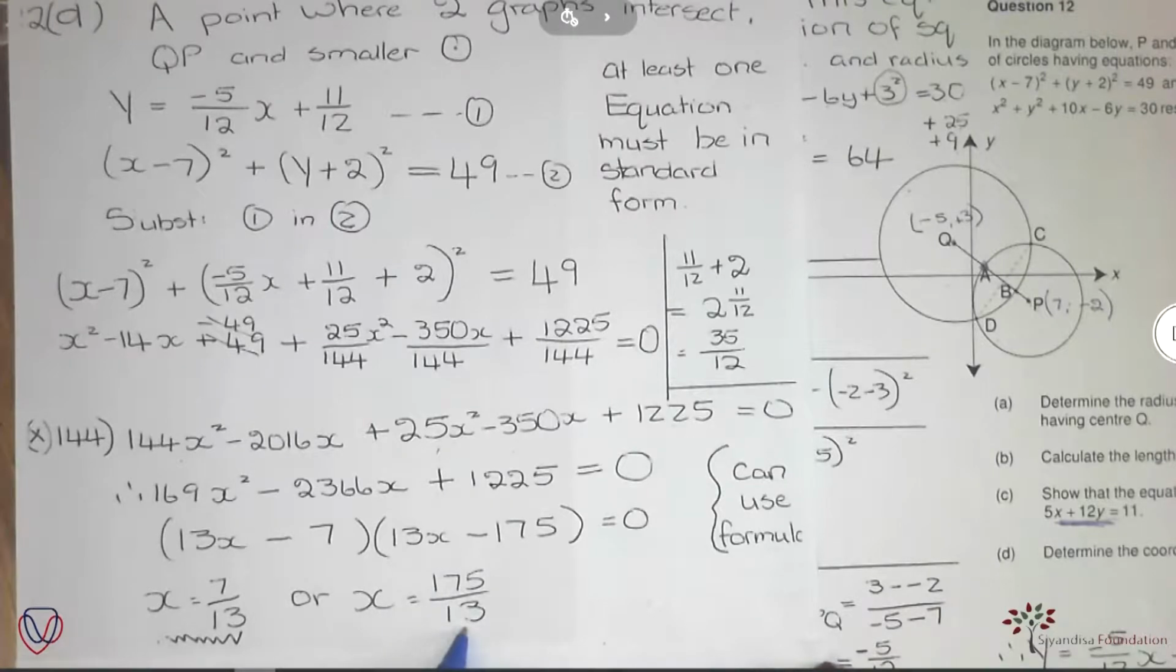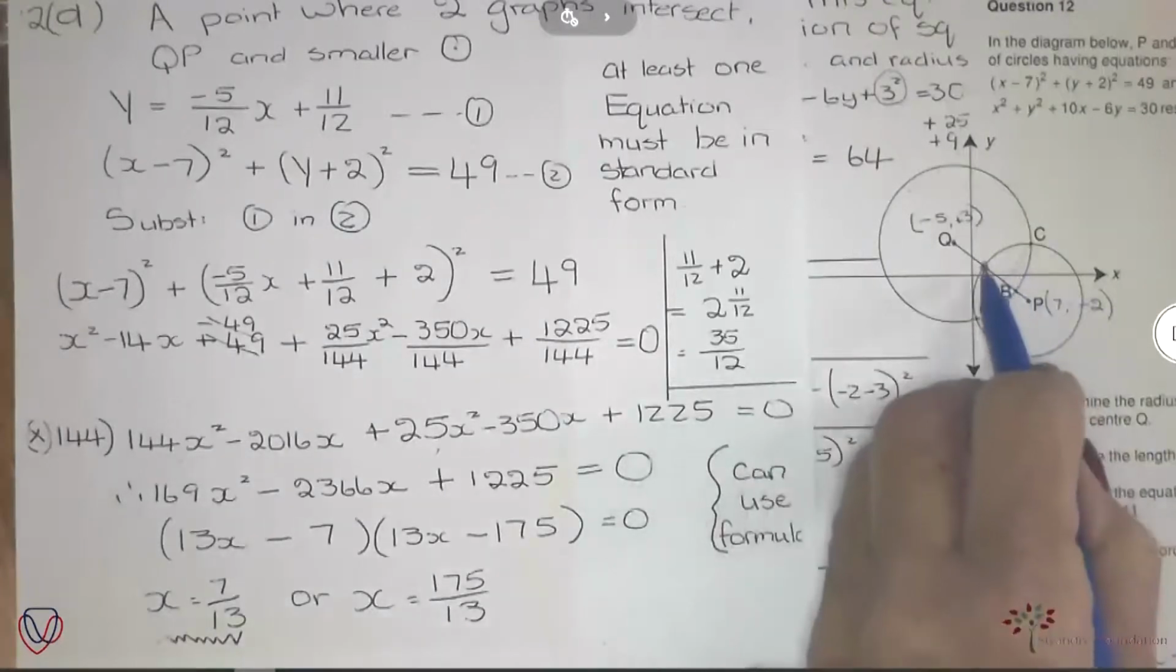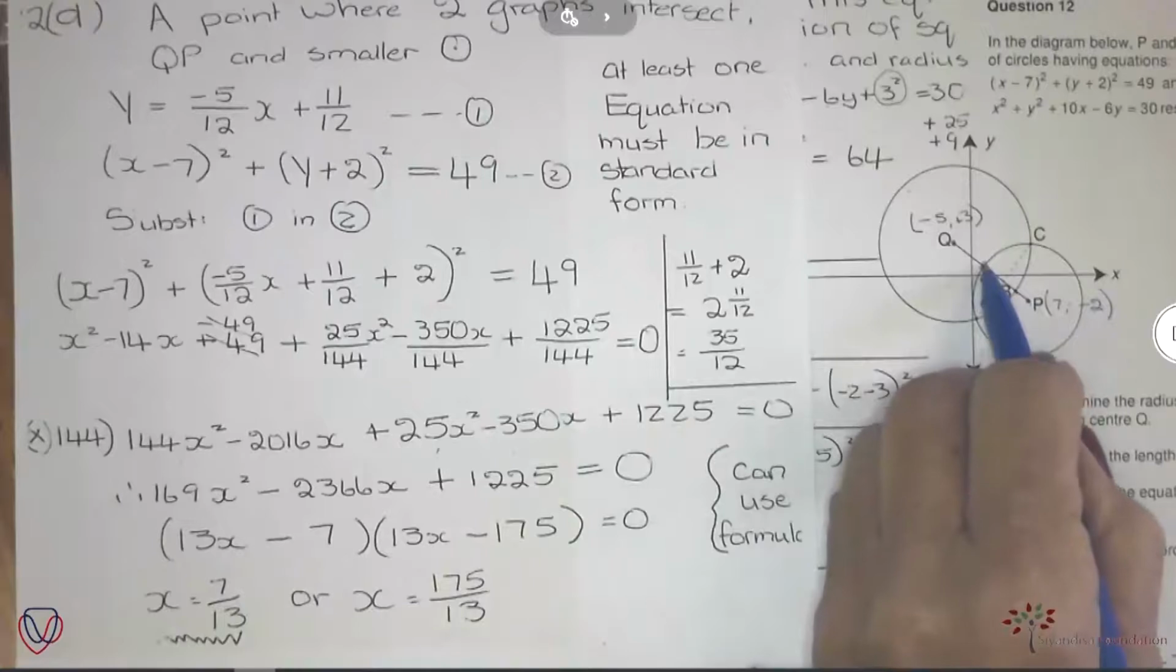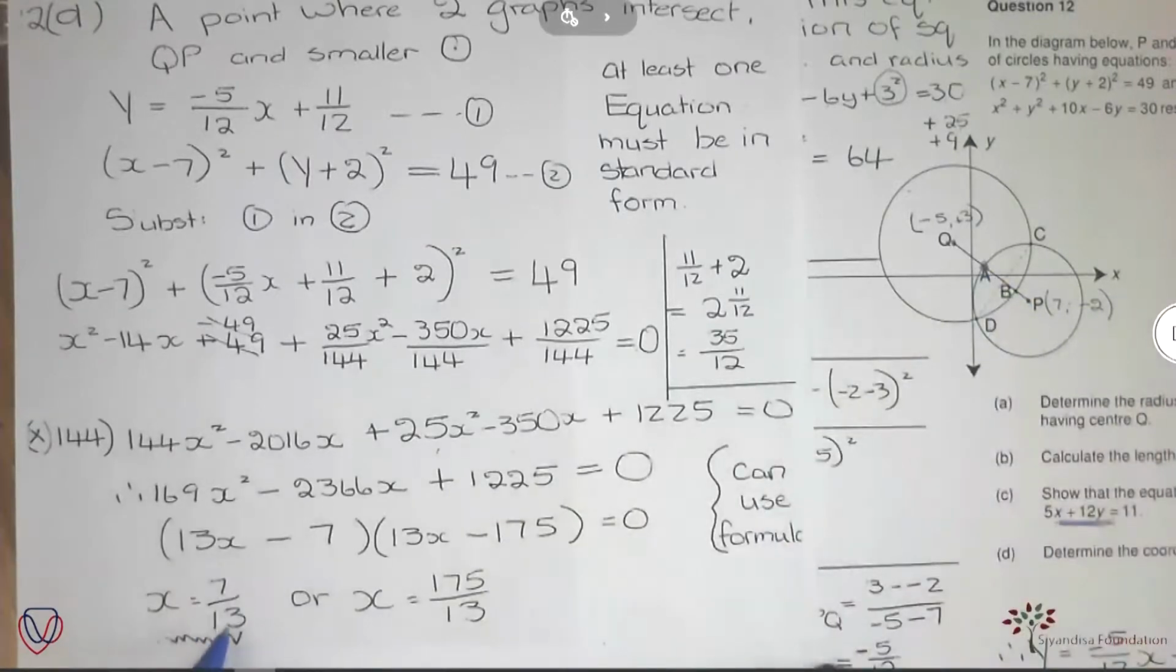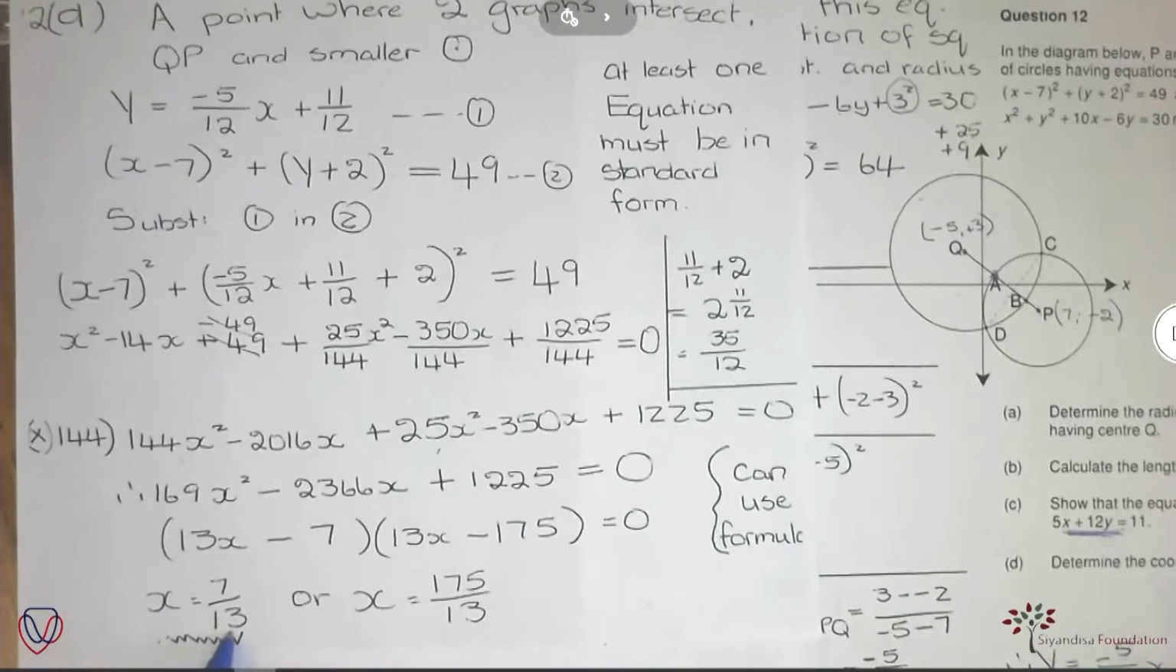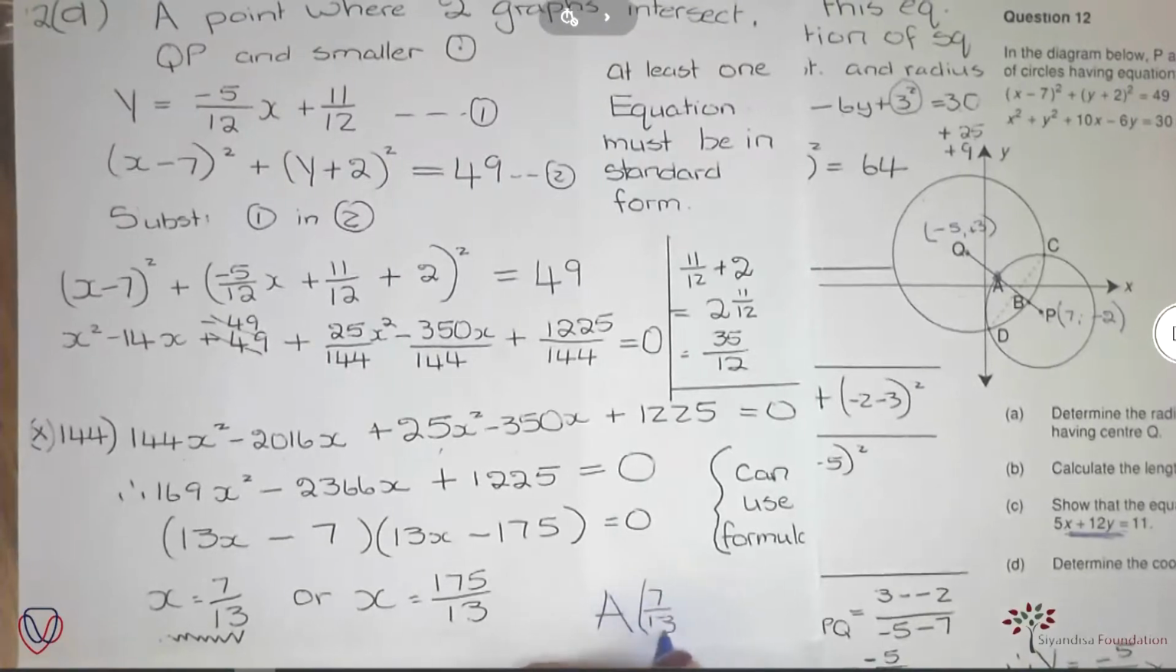It's also positive. So people, let's have a look. The x value is small there. The x value here will be much bigger. Can you see it? So which one are we going to choose? That one for A, because they asked us for A, we choose 7 over 13.